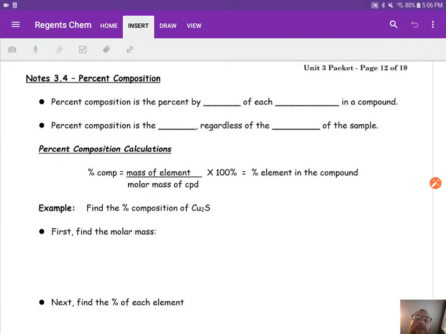This is video 3.4, so now we're in the second half of our unit on the mole. The last three videos in this unit are going to be about applications with the mole. So this first one is percent composition.